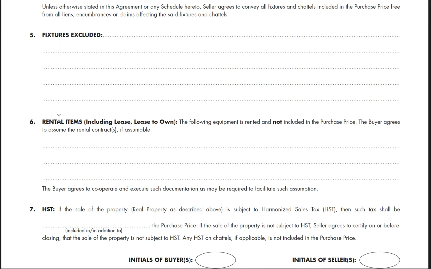The rental items. Rental items most commonly are water heater rentals, furnaces, and things of that nature. This section goes through what items are in the home and are rented rather than owned by the seller. If an item is rented, it is not included in the purchase price, so you are not assuming the purchase price includes that rented water heater. And the buyer may be required to assume that rental contract.